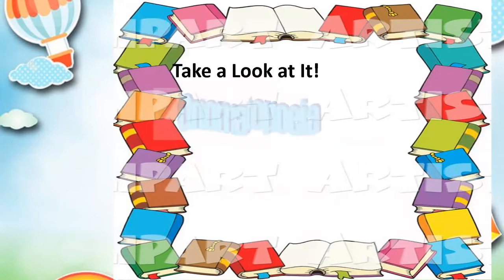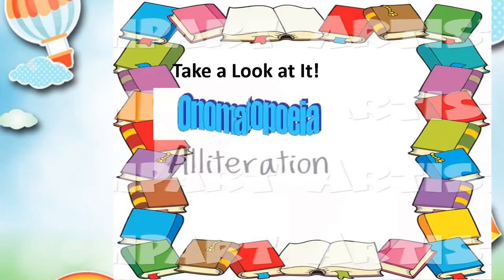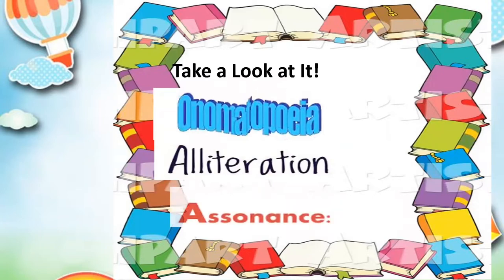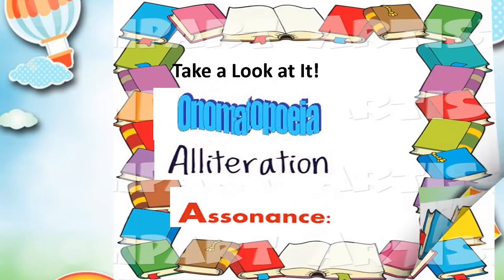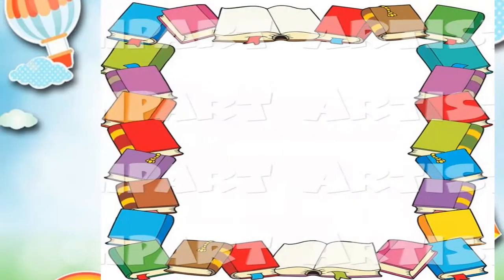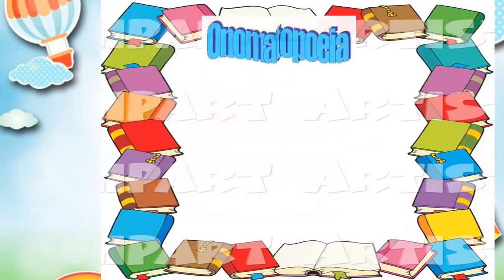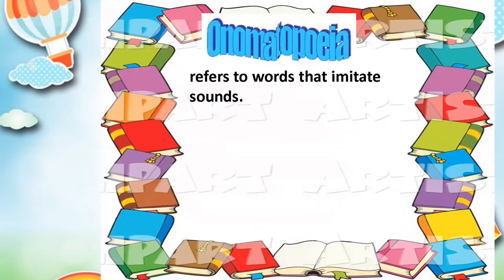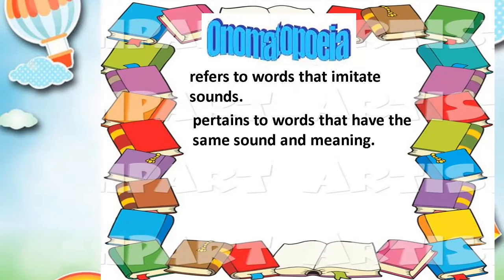Take a look at it. Onomatopoeia, alliteration, assonance. What is onomatopoeia? When you say onomatopoeia, it refers to words that imitate sounds. It also pertains to words that have the same sound and meaning.